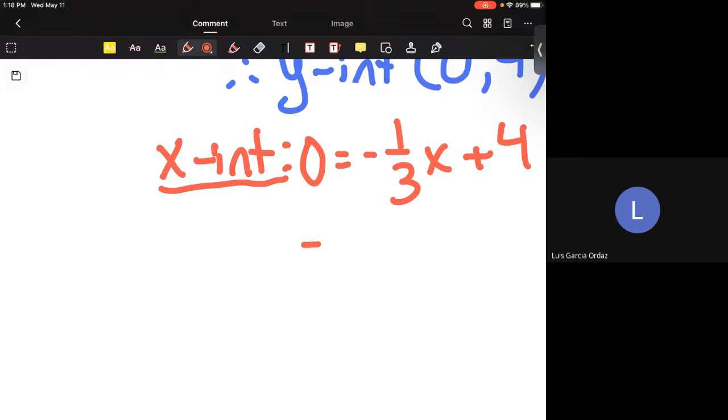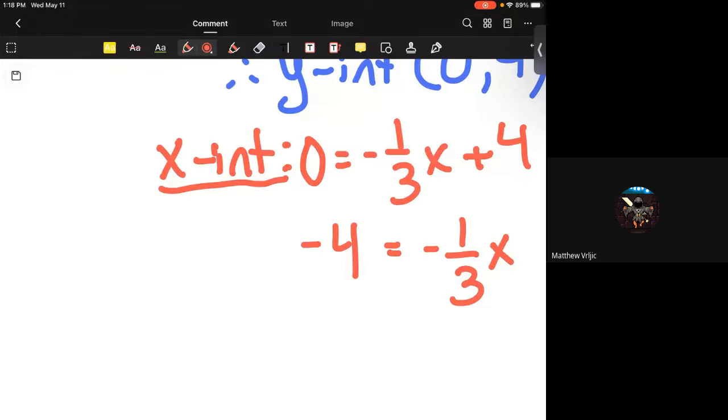Okay, sure. So I'm going to get negative 4 is equal to negative 1 over 3x. How do I get rid of what's in front of the x? You subtract. Starts with an R. Reciprocal. So if I have my original fraction as negative 1 over 3, what is the reciprocal of that?